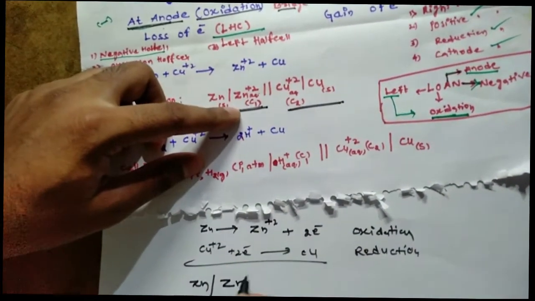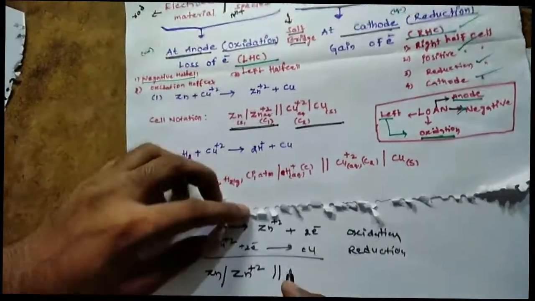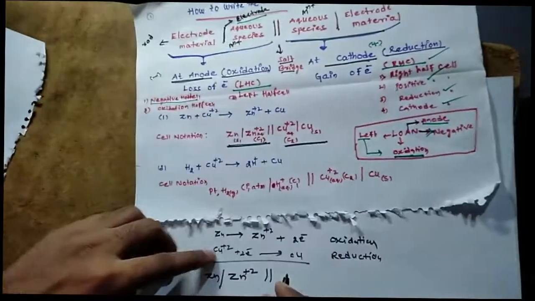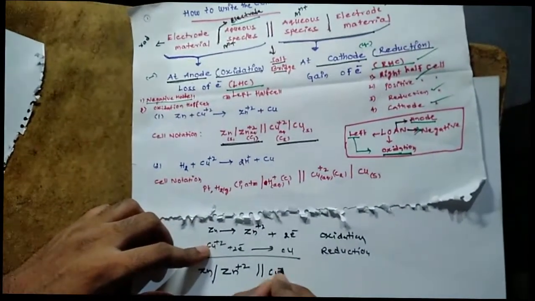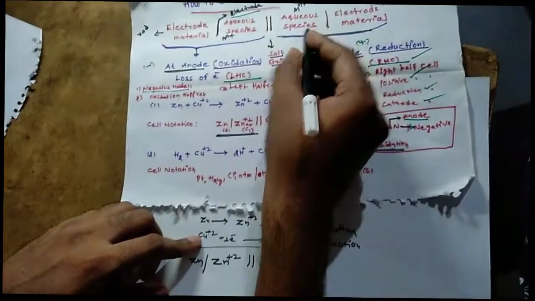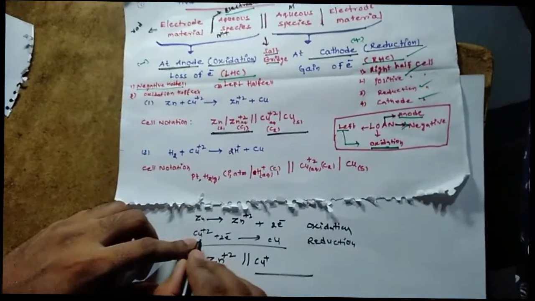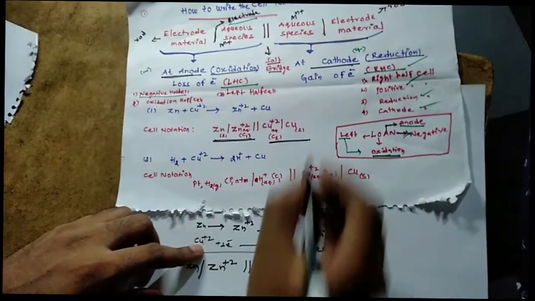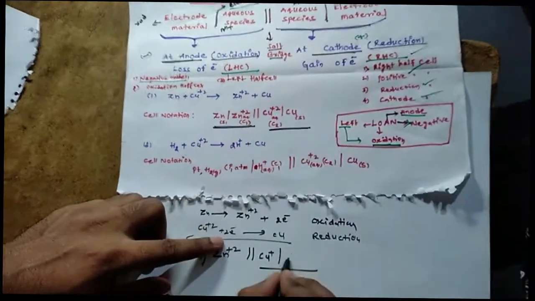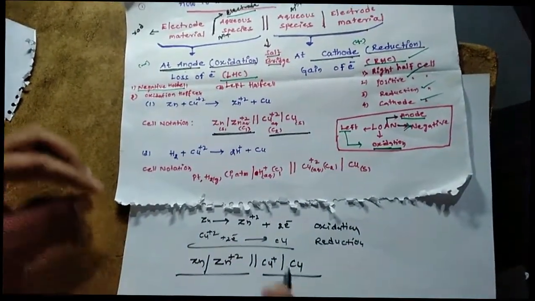That aqueous species is Zn^2+. Next one, what is that? Here is the salt bridge. Then after that what you write, the aqueous species, which is Cu^2+. After the salt bridge comes the cathode. Where is the cathode here? On the right hand side, there goes the copper, and this is the electrode. The next one, copper rod. So this is the cell notation.